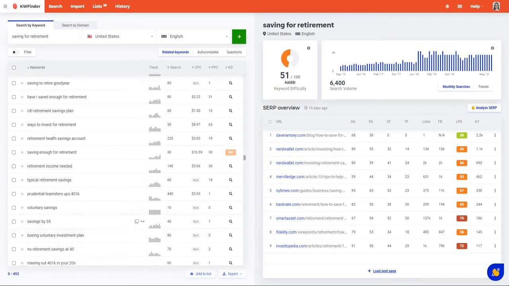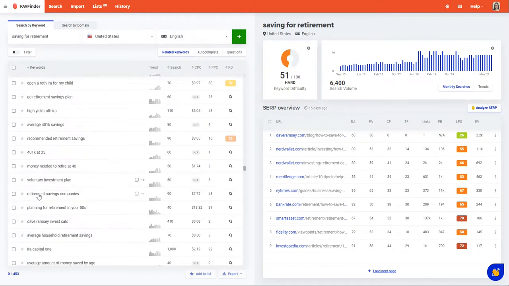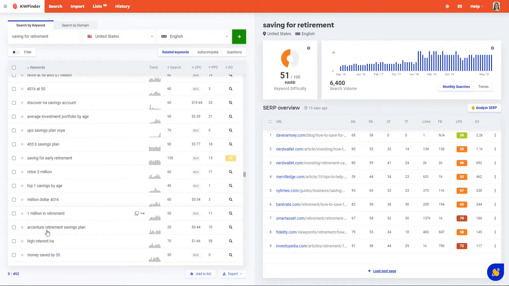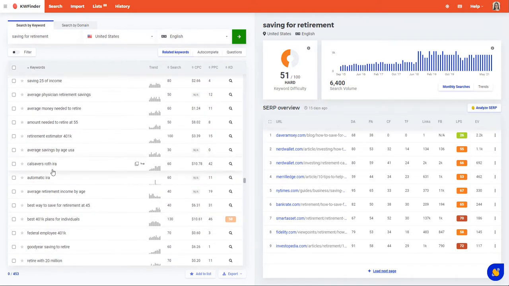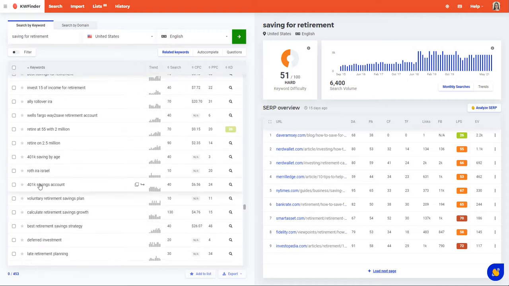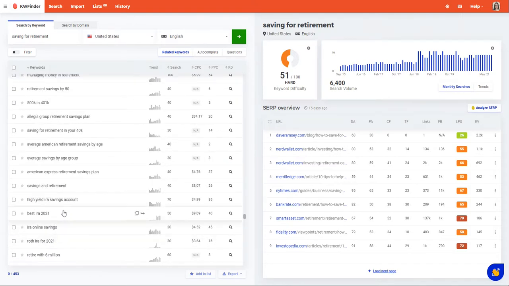Average retirement fund, let's just read out some examples. Voluntary savings, Reddit retirement savings companies, average investment portfolio by age, high interest IRA, saving 25 of income, average retirement income by age. So yeah, all of this stuff is very on point. No money for retirement, late retirement planning. So yeah, you could certainly have a lot of good things you could write about. 453 with KWFinder.